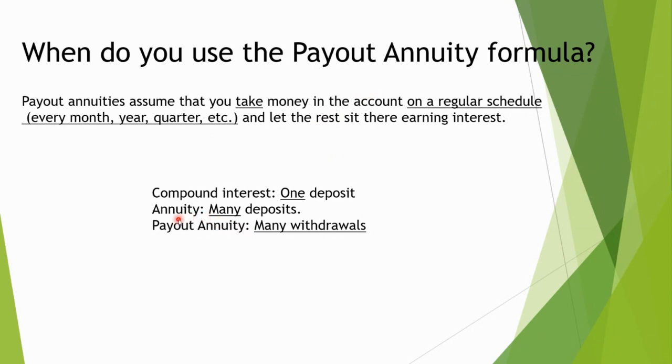But anyway, this is with payout annuities. Just like before with savings annuities, there were many deposits. Now we have many withdrawals. That's when you use a payout annuity, when you have many withdrawals. Again, here we're taking money out, and the money that's in there is earning interest.